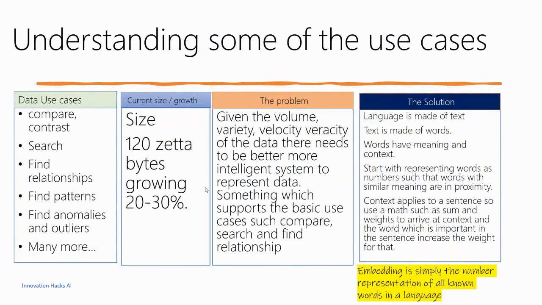Now, if you're really understanding the crux of the use cases and the problems we're seeing with the data, and why there is a need for a system which makes data more easily representable, I talked to the use cases and we talked about 120 zettabytes of data growing at 30% per annum. And so the problem, given the volume, the veracity, the velocity of the data, is that there needs to be a more intelligent system to represent the data, something which supports basic use cases such as compare, search, and find relationships.